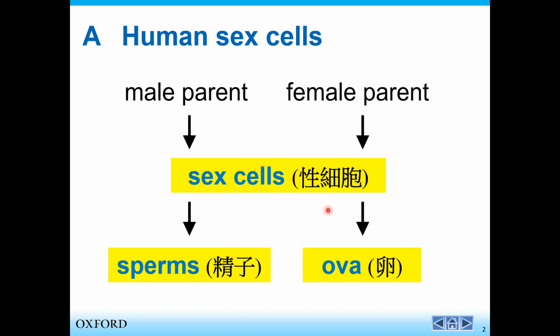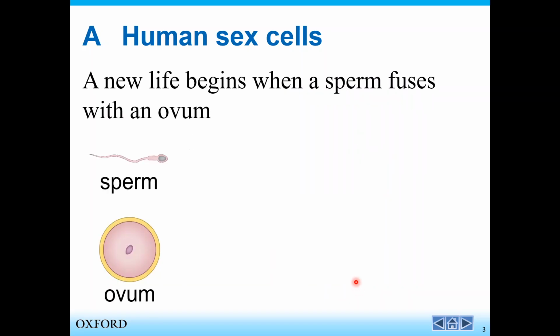The sex cells have two types, sperms and ova. Okay, sperms and ova. So, how were you born by your parents? Because a new life, this means you, begins with a sperm fused with an ovum. Ovum is the singular form of ova. Ova is the plural form. The singular form, sperm. The plural form, sperms.